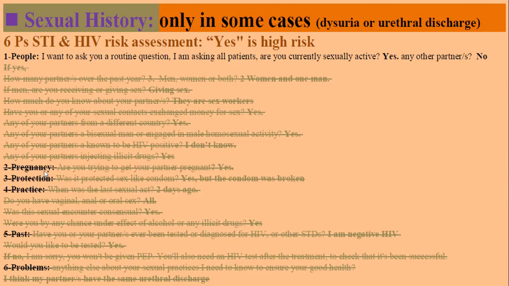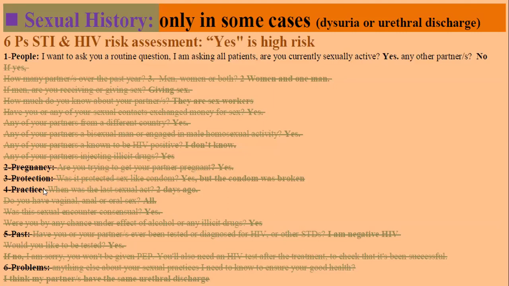And for pregnancy, it depends whether the patient is male or female. If male, you can say, are you trying to get your partner pregnant? It means he will not use any barrier. And if female, you will say, are you trying to get pregnant? And also, when was the last menstrual period? Protection: was it protected?